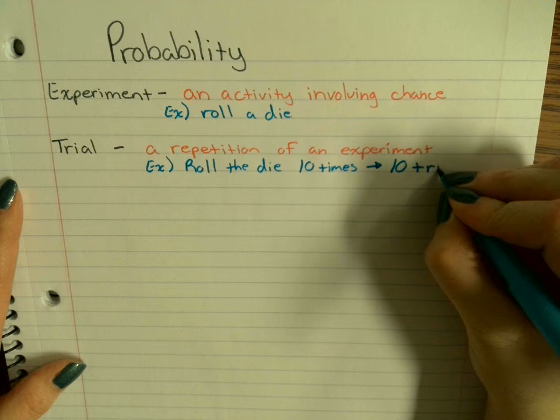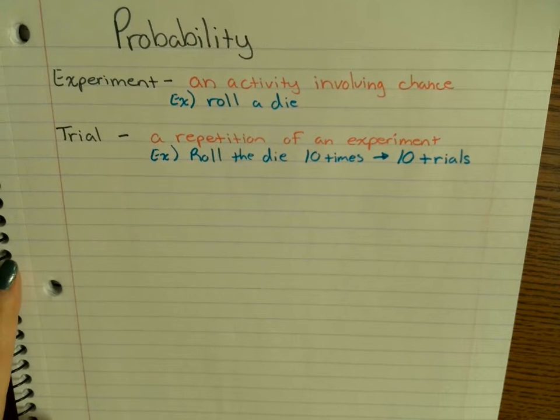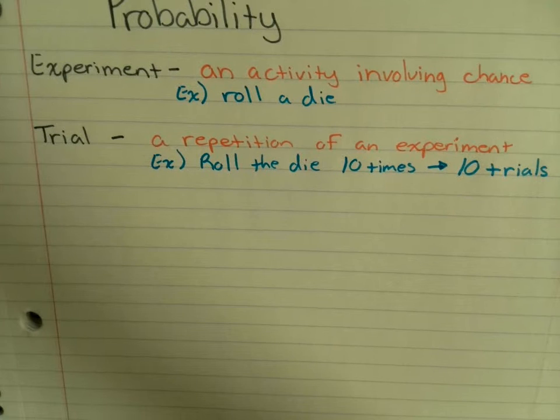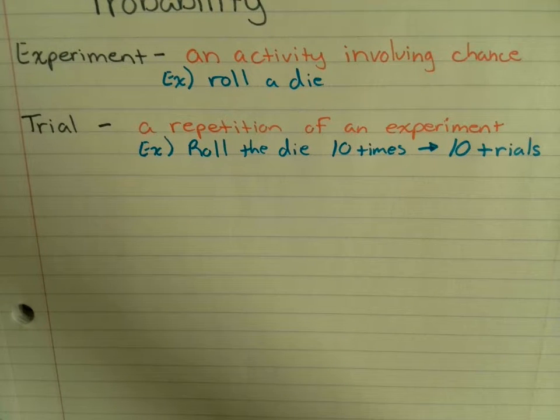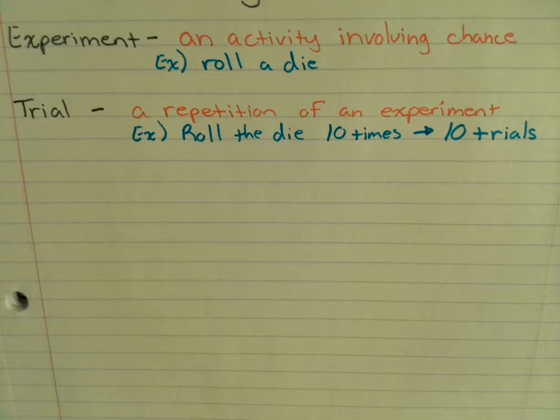Okay, how many times I perform my experiment is going to be the number of trials. The amount of times that I'm performing my experiment is going to represent the number of trials. If I flip a coin 100 times, that's 100 trials.